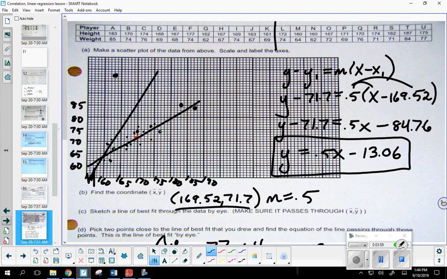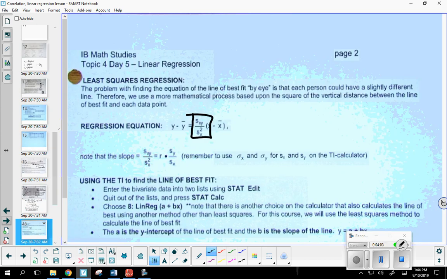So what I want to go ahead and do is just move on past this problem here. Okay. I want to go ahead and talk about a few of the ideas on this, and then we'll go ahead and just do a couple more problems focusing on the calculator. So let's see, the least squares regression. The problem with finding the equation of the line of best fit by eye is that each person could have a slightly different line, and we referred to that yesterday. Therefore, we use a more mathematical process based upon the square of the vertical distance between the line of best fit and each data point.